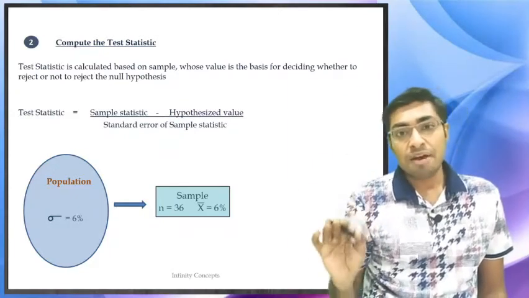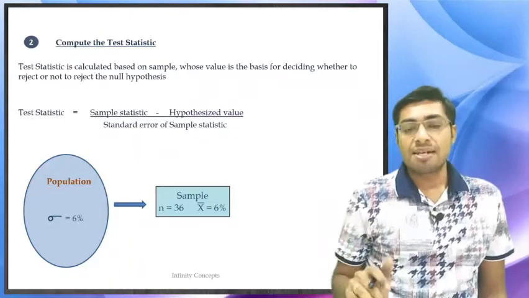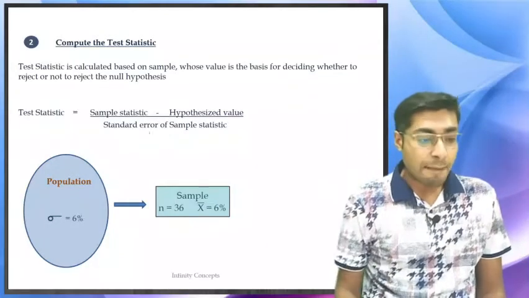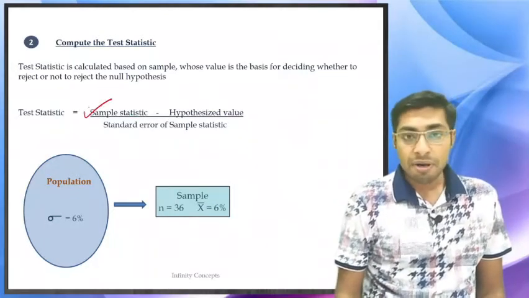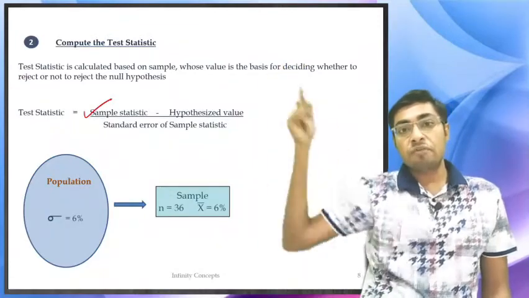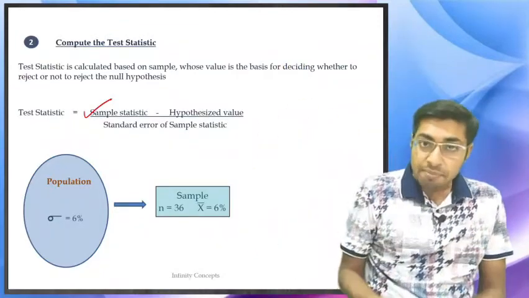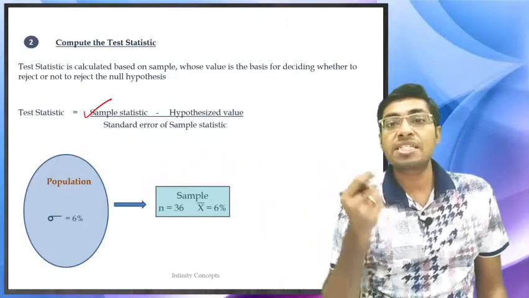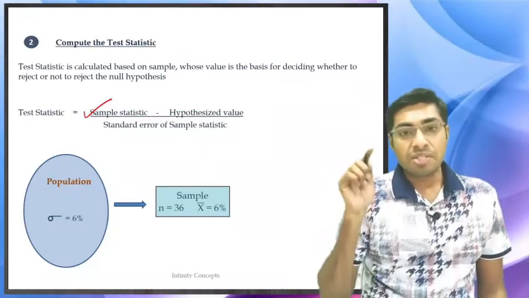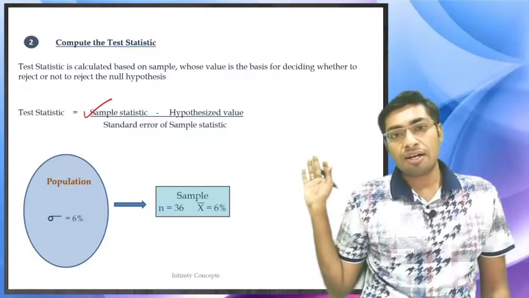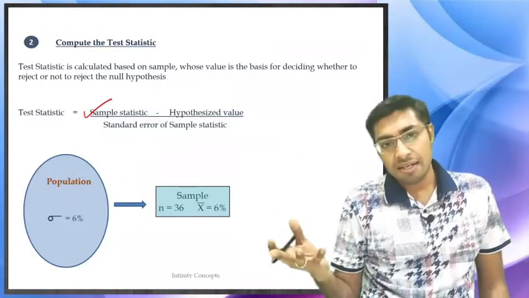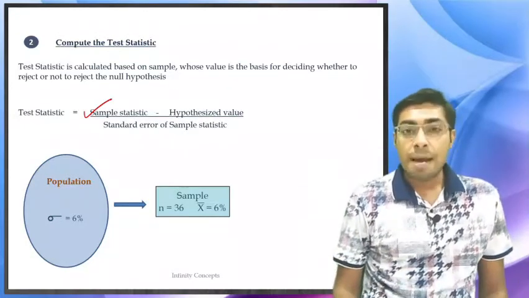Accordingly, you would have got the sample's mean. This sample mean is known as a sample statistic. Remember, if it was a population mean, we would be calling it a population parameter. If it is a sample mean, we are calling it a sample statistic. The sample statistic we are talking about over here is the mean. So we are talking about the sample mean.